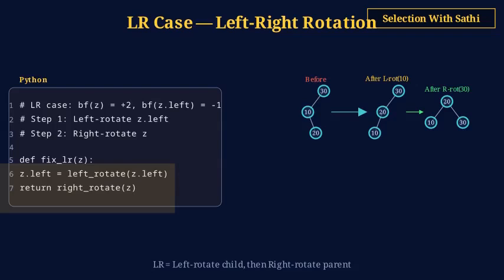Look at line 3. First, left rotate Z's left child. This converts the problem into a standard LL case. Line 5, now right rotate Z, just like a normal LL rotation. The two steps together fix the imbalance. Lines 8 and 9 in the comments explain. Z has BF +2, Z dot left has BF -1. Whenever you see this combination, apply LR rotation.